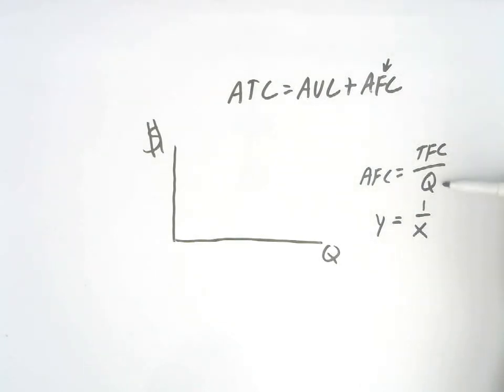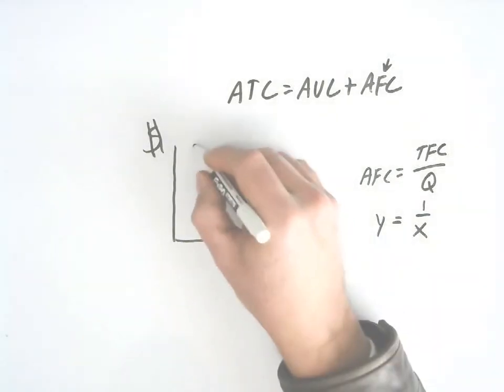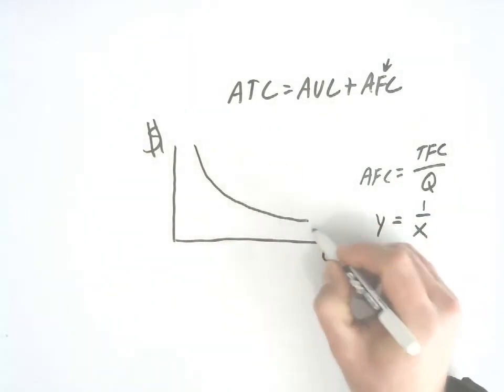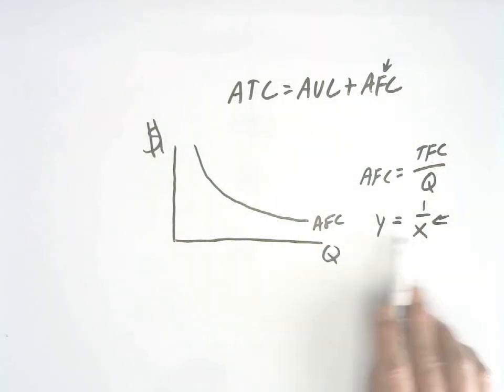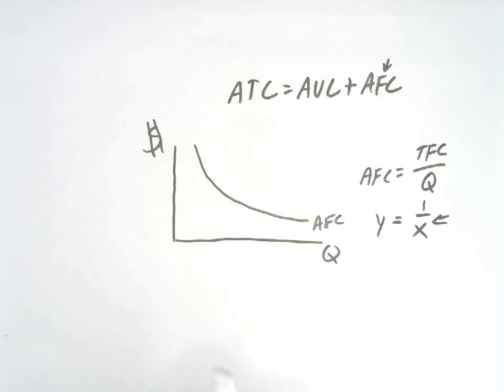The same thing applies here. As Q goes to infinity, average fixed costs go to 0. As Q goes to 0, average fixed costs go to infinity. So that is our average fixed cost function. It looks just like y equals 1 over x. Take out your Texas Instruments 85 calculator and graph y equals 1 over x, and you'll get a function that looks like that. So now we've graphed average fixed costs.